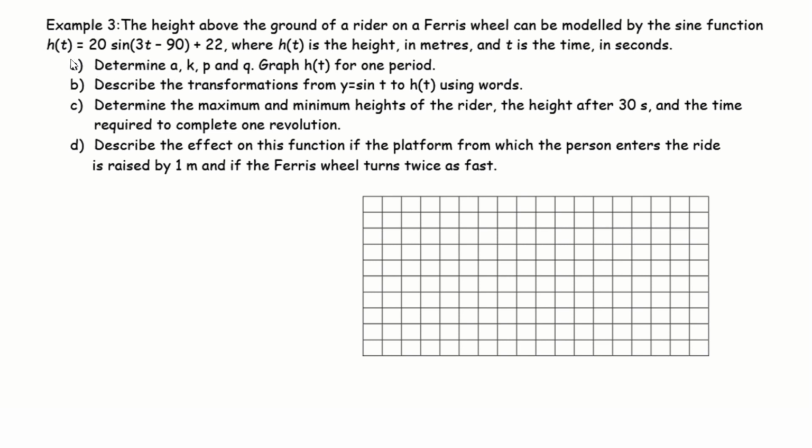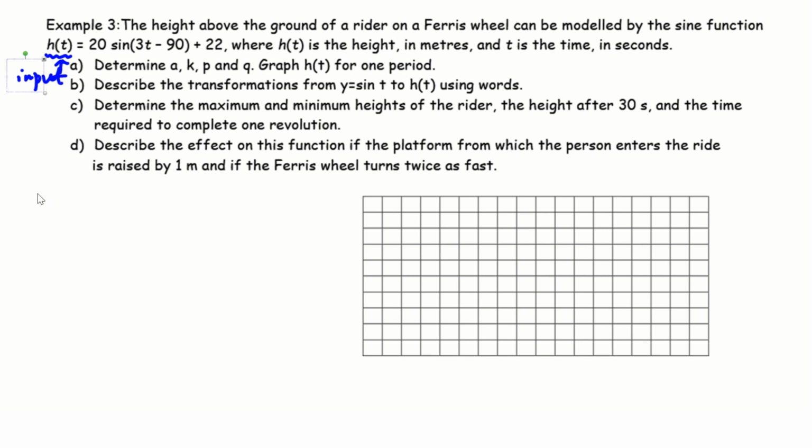So we have the rider on a Ferris wheel could be modeled by h of t equals 20 times sine of 3t minus 90, plus 22. The h at t is not h times t, it's function notation. It represents that t is the input and h is the function's name. h at t is the height in meters and t is the time in seconds. So determine a, k, p, q, then graph h at t for one period in the grid given.